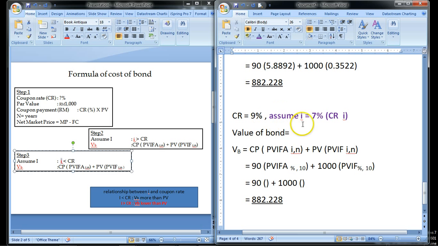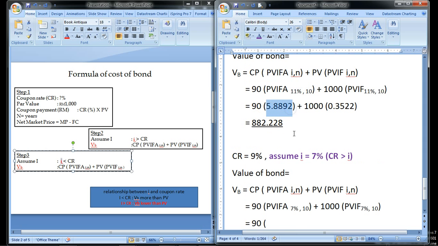So based on this scenario, relationship I and CR, 7% means that your CR is higher. Correct? So you have to use the same formula, but now you are using 7% here, class. Remember, you have to use 7%. So you need to calculate, alright? So use the same method. So 90. Is it the same with 5.82? No. Why? This is because this is 11%. Now you are using 7%.